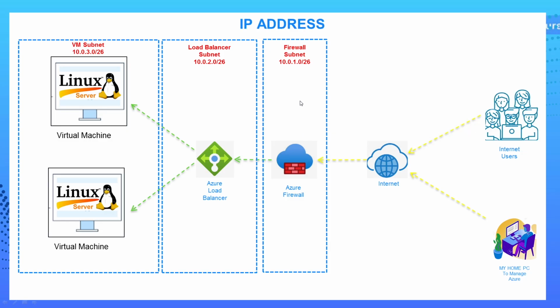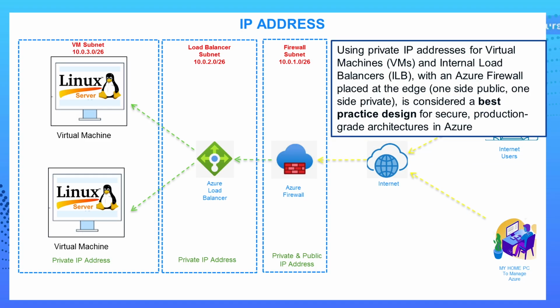Let's look at the IP addressing. The VM servers and the load balancer will use private IP addresses only. The Azure firewall will sit at the edge with two interfaces: a private interface facing the internal load balancer and a public interface facing the end user. Using private addresses for virtual machines behind an internal load balancer and an edge firewall is the best practice for a secure, production-grade architecture in Azure.